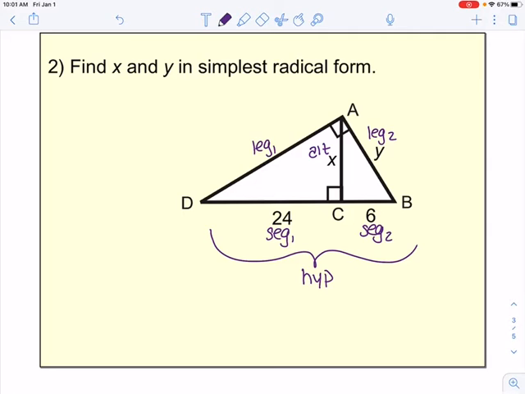First I want to find X. Notice X is the one that was labeled with the altitude. If I go back to my proportions from the last slide, there's only one proportion that has the altitude in it, and it's that first one.